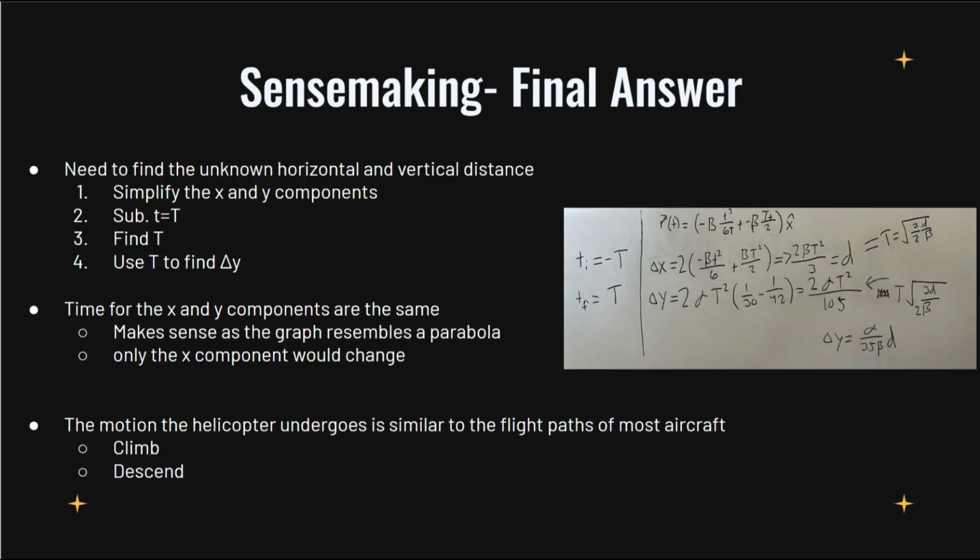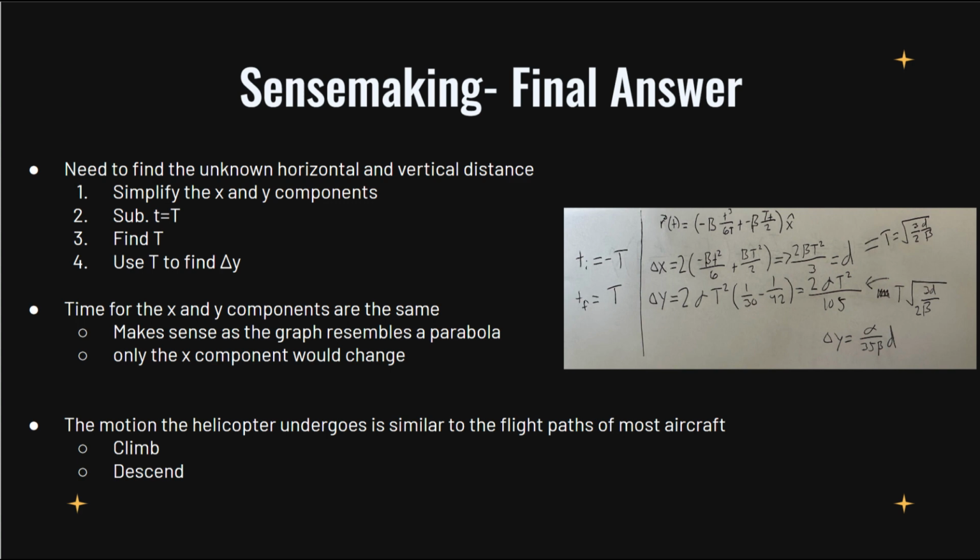Now, continuing on with the sense making for the final answer, we need to find the unknown horizontal and vertical distance. To do this, we're going to continue using the position equation, which we derive from the velocity, and the velocity, which we derive from the acceleration. In order to do this, we need to first separate the x and y components. We do this by taking the x component of the position equation and the y component of the position equation and set delta x equal to the x equation and delta y equal to the y equation.